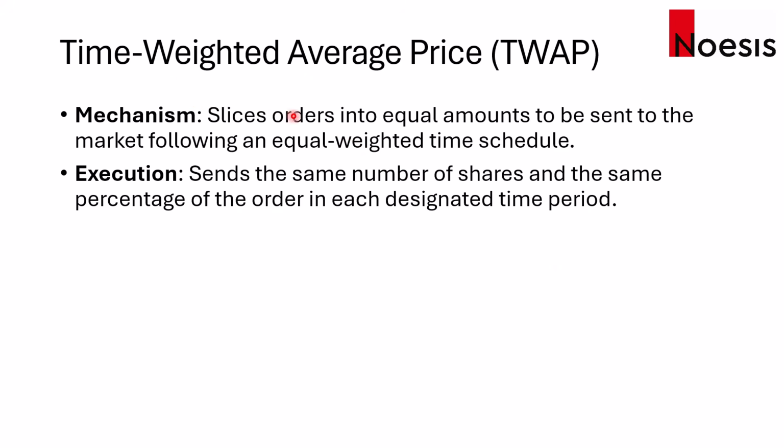Finally, we have the time-weighted average price, or TWAP algorithm. The mechanism here is very straightforward. It slices your order into equal amounts to be sent to the market following an equal weighted time schedule. Unlike the other algorithms we have looked at, TWAP doesn't try to time the market based on volume or liquidity. Instead, its execution is completely constant. It sends the same number of shares and the same percentage of the total order in each designated time period until the job is done.